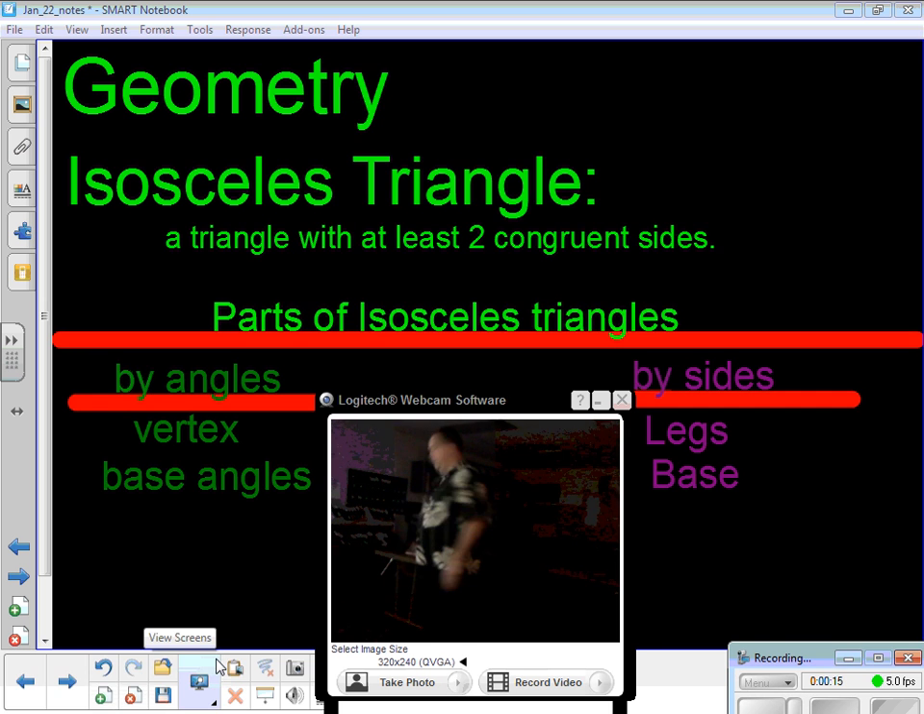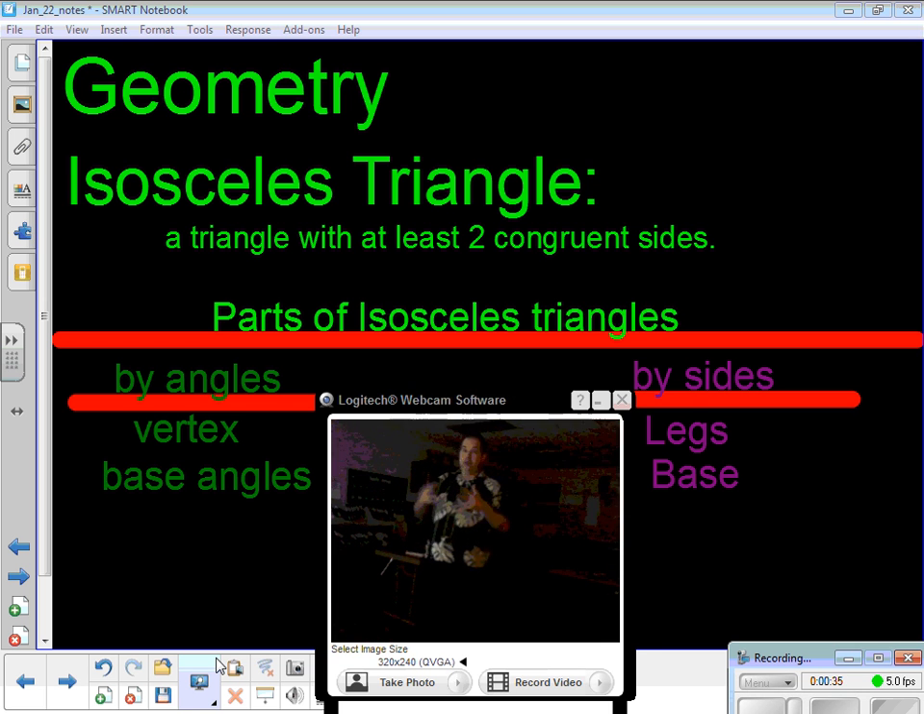I thought I'd try something a little different here. I want to talk to you about isosceles triangles a little bit. We've already talked about isosceles triangles generally before. And we know that an isosceles triangle is a triangle with at least two congruent sides. If it's got three congruent sides, it's referred to as an equilateral, but it's also isosceles.